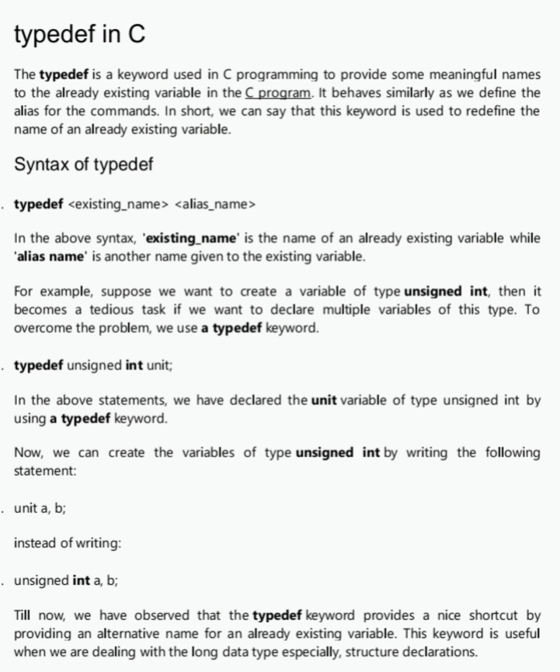Syntax: typedef existing_name alias_name. In the above syntax, existing_name is the name of the already existing variable, while alias_name is another name given to the existing variable. For example, suppose we want to create a variable of type unsigned int, then it becomes a tedious task if we want to declare multiple variables of this type. To overcome this problem, we use the typedef keyword.